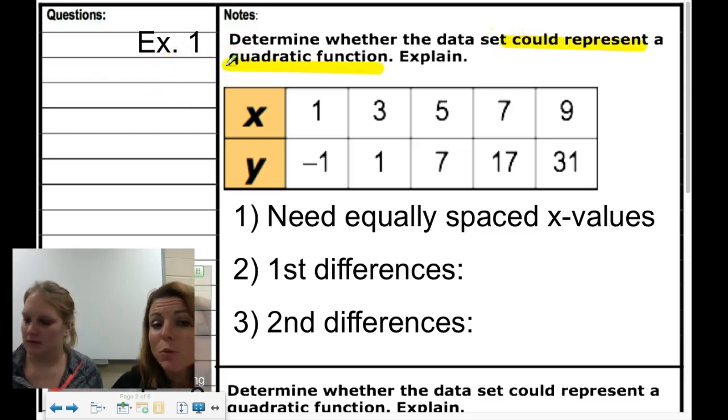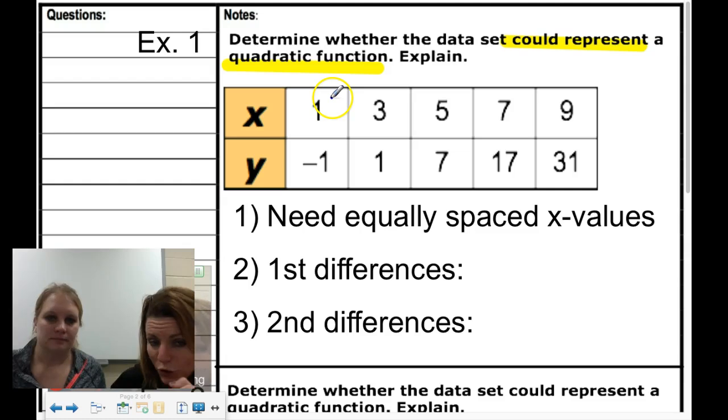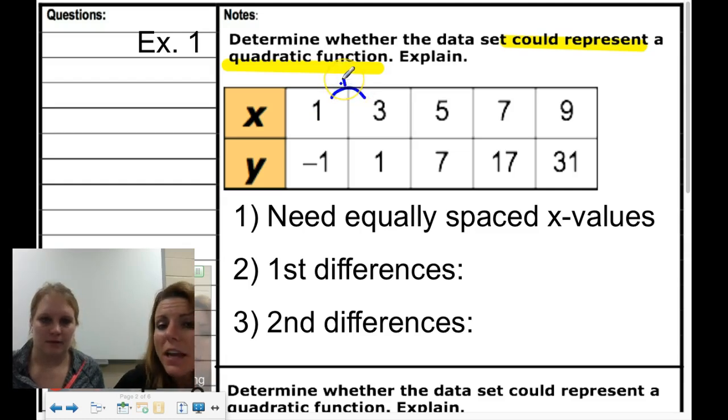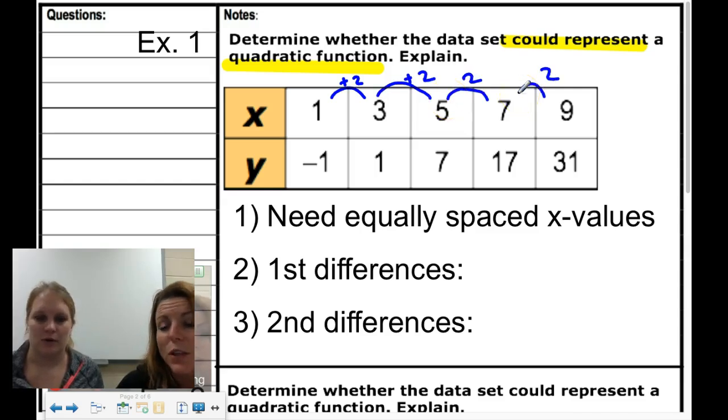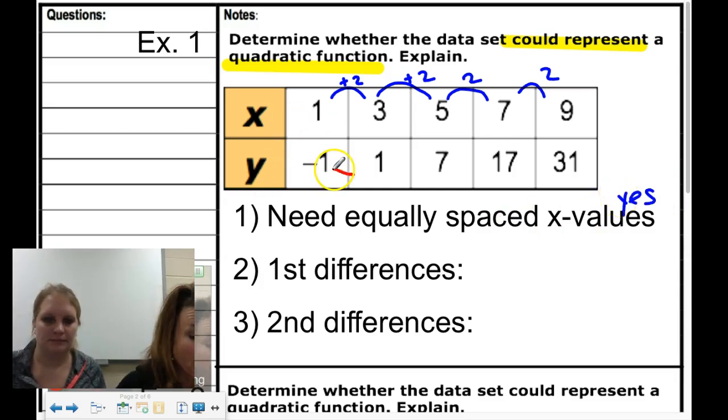Okay. So step number 1, you have to look at your x values. Notice I wrote steps. Are the x values equally spaced? Here I'm going up by 2, here I'm going up by 2, and up by 2, and 2. So the answer is yes. Should we write that? Yes, they're equally spaced. Let's find the first differences now.